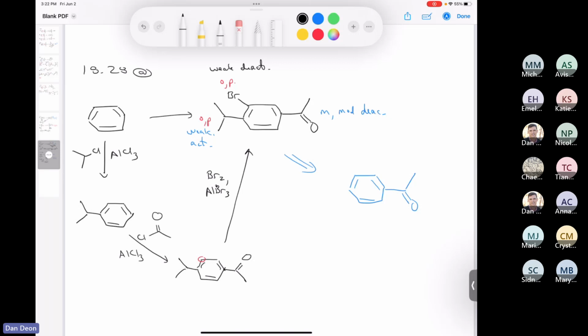If you did the reverse, would you need the blocking group with the reverse? Do you mean installing the acyl group first?